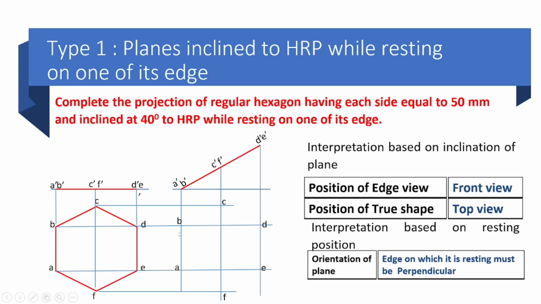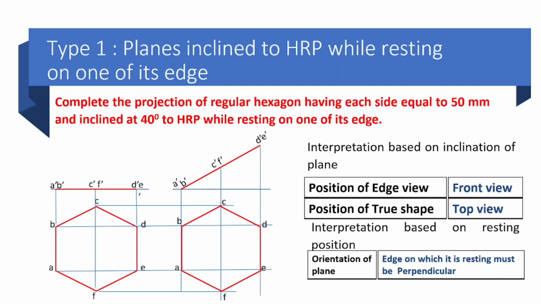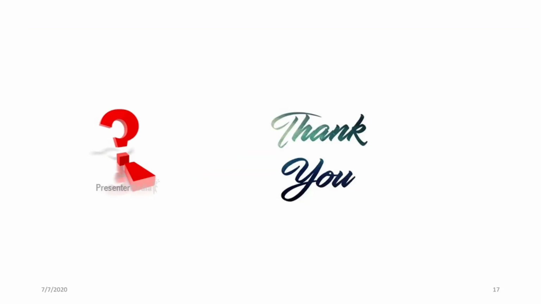And we know that it's a regular hexagon, so we will connect all these points to each other. And you will find the projection of the plane that is inclined to HRP and resting on the edge AB is completed. So in the next video, we'll study the planes inclined to HRP while resting on one of its corner. If you follow all these steps, you will be able to solve any of the problems on projection of a plane. Thank you. All the best.